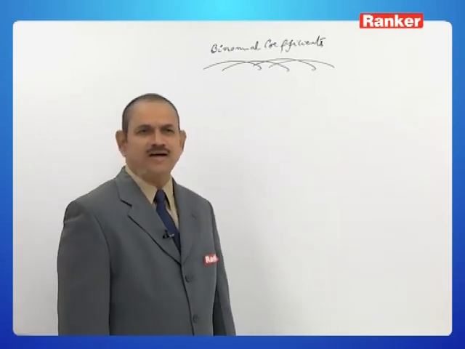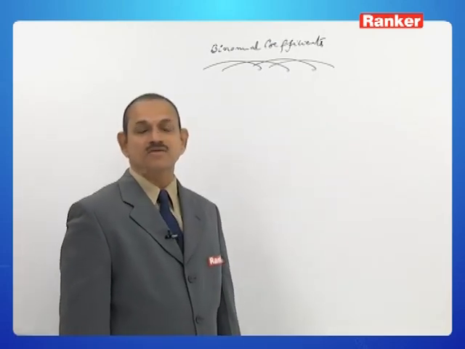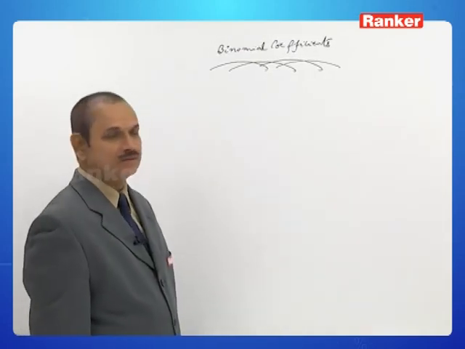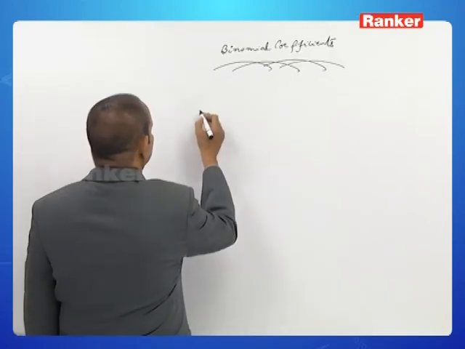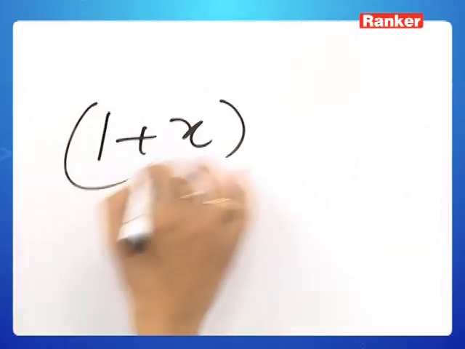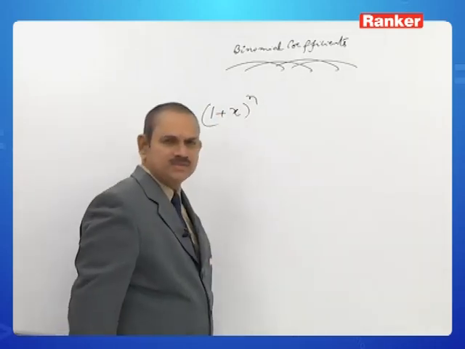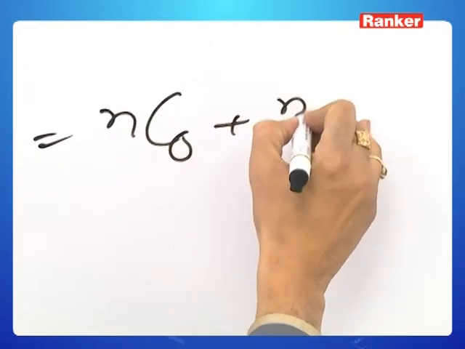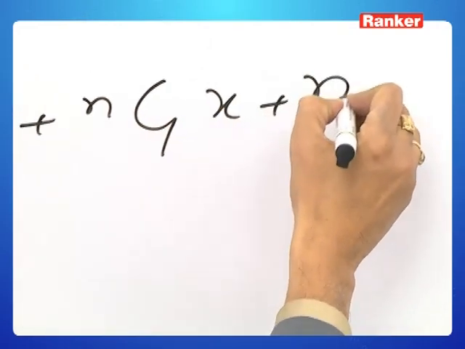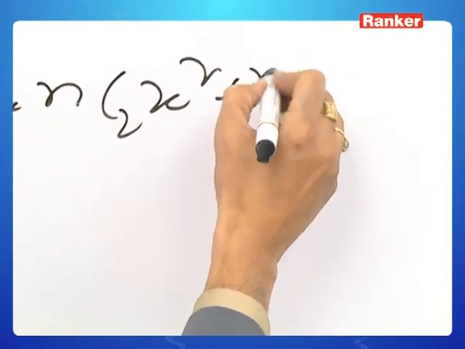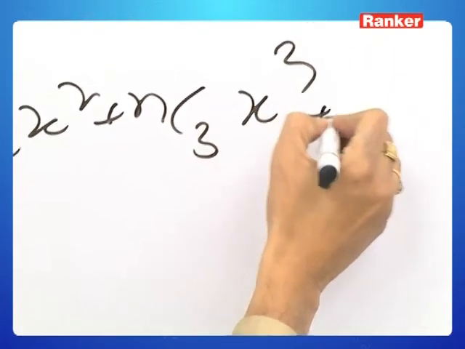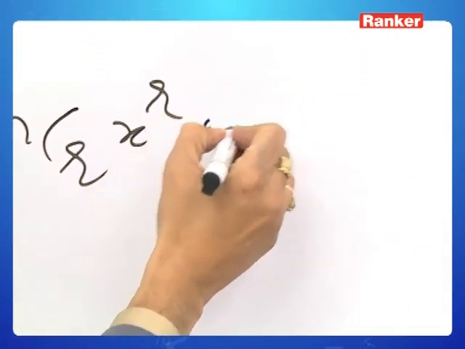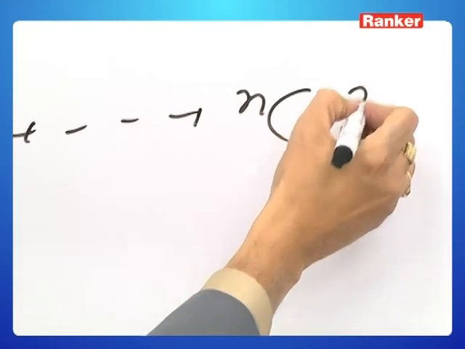Let us now turn our head towards one of the most beautiful topics of the binomial theorem, namely binomial coefficients. Consider the expansion of (1 + x)^n. It is nC0 plus nC1 into x plus nC2 into x squared plus nC3 into x cubed, ... nCr into x to the power r, and so on, nCn into x to the power of n.